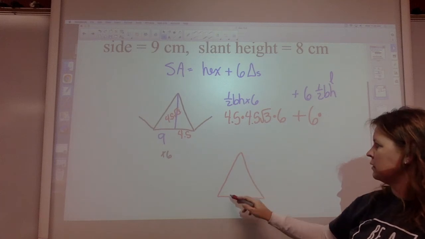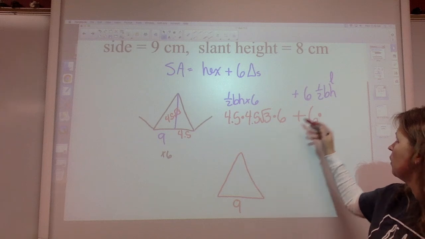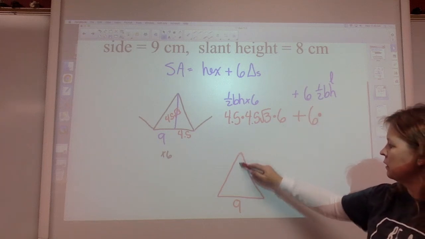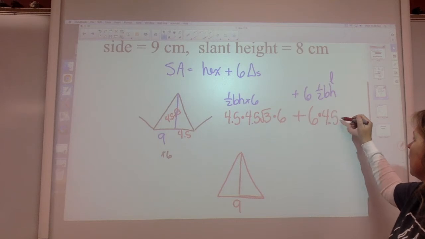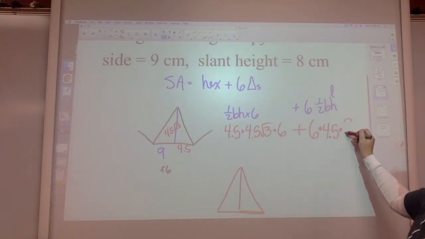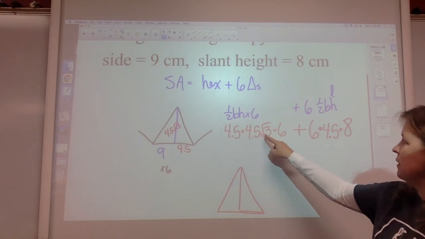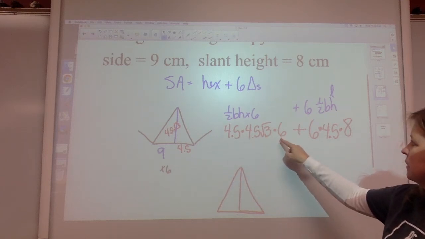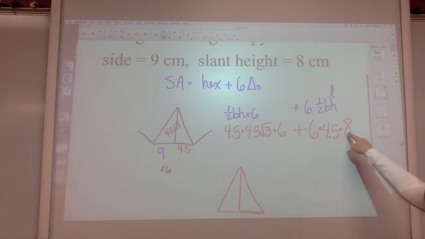The bases of these are still the same size as the bases of your hexagon, 9. So 1/2 of our base is 4.5, but our slant height, they actually gave it to us. That was super nice. We didn't have to try to do Pythagorean theorem and calculate it out. So there's 1/2 base times height of the hexagon and 6 of those. There's 1/2 base times height of a face and 6 of those.